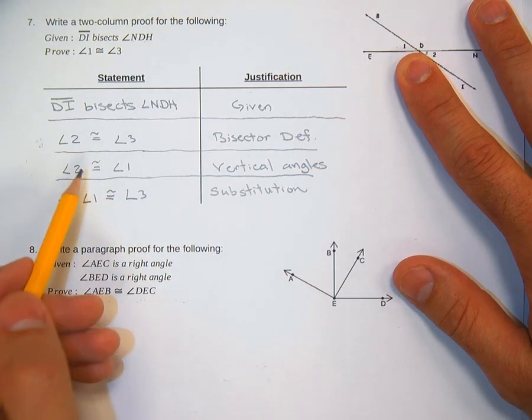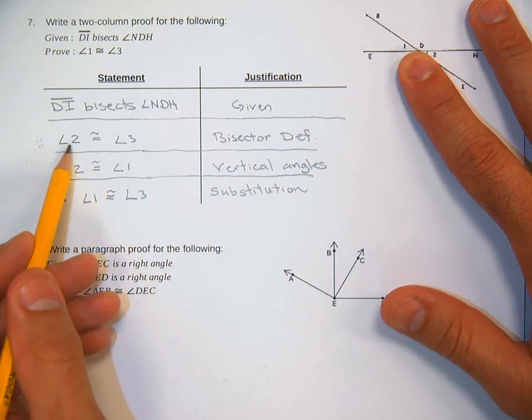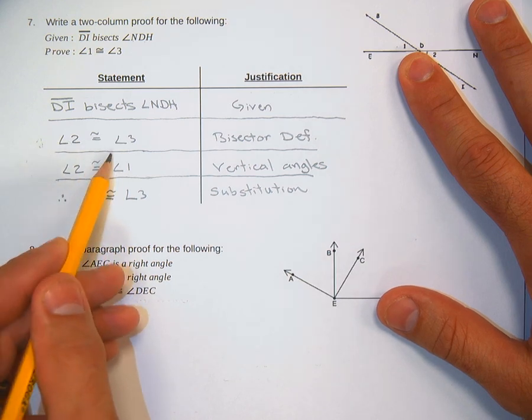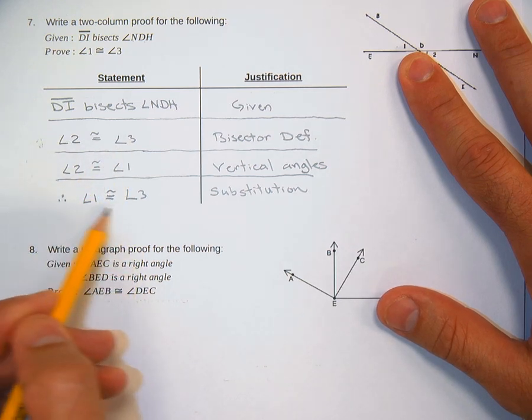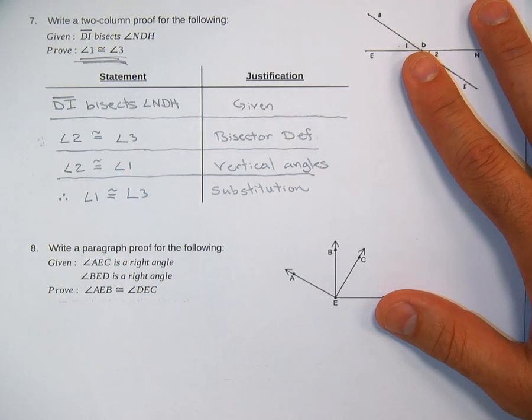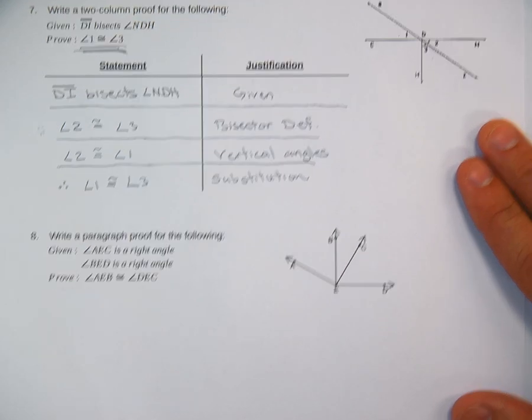So then I can use either the transitive property or substitution to say that if angle 3 is congruent to 2 and 2 is congruent to 1, then that means that angle 3 and angle 1 also must be congruent. And that is what we were trying to prove up here. Woo! All right, one last example.